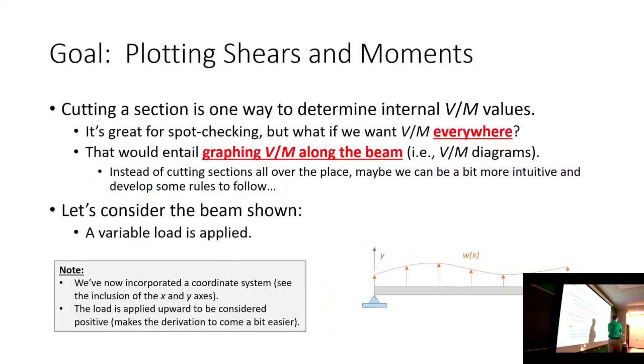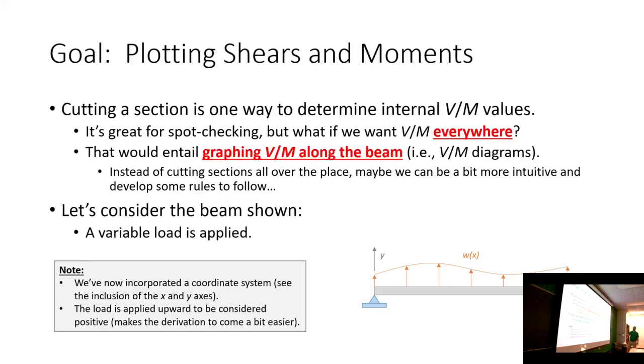Now, what I want to be able to do, and this is my goal: a shear and moment diagram is nothing more than plotting shear and moments across the span. Okay, so that's my goal. Remember, if I cut a section, that will determine the shear and moment at a given point. I want to determine the internal shears and moments everywhere. And in order to explain how that's going to work, I want to look at a basic example.